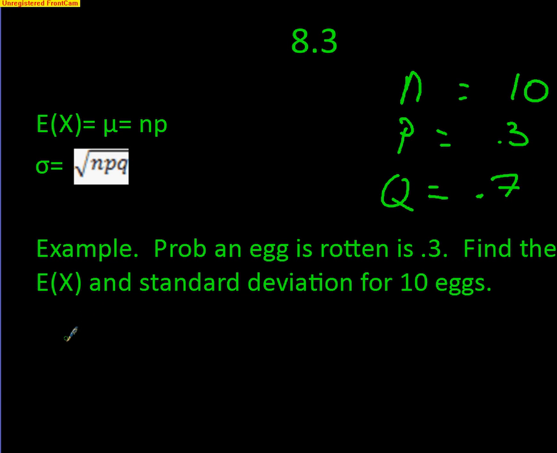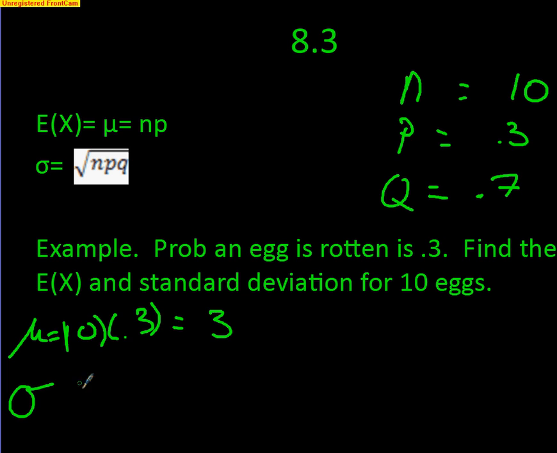So the expected value is n, which is 10, times 0.3. And that's our mu. This equals 3. So if 30% of the eggs are rotten and we have 10 eggs, it makes sense that we would find that 3 of them are rotten.